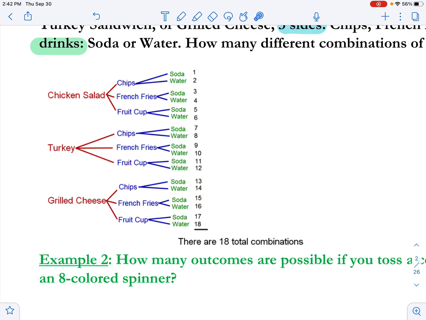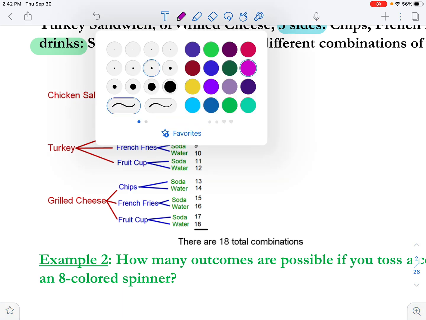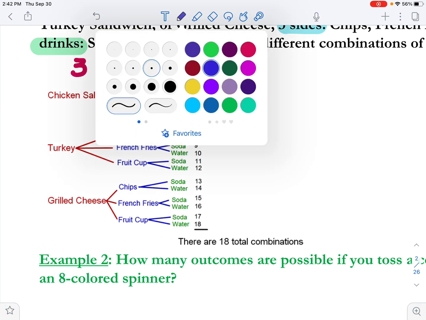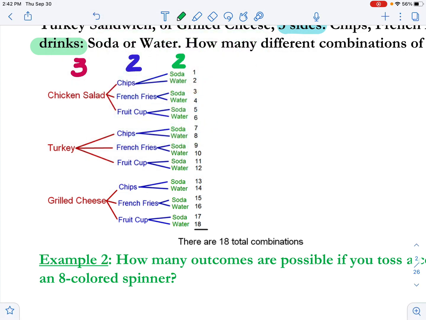Now, luckily, I put this here for you. Could you imagine having to write this out every single time? This would take a really long time. The idea, though, the basic counting principle says that if we take every event, so the number of entrees we can choose, and then we look at the number of sides that we can choose, and then we look at the number of drink options that we have. The basic counting principle says, hey, these events are independent of each other. What you choose for your entree doesn't have any effect on what you choose for a side.